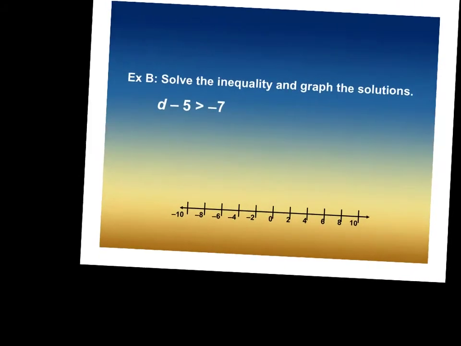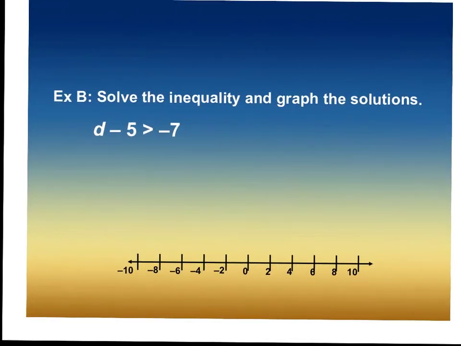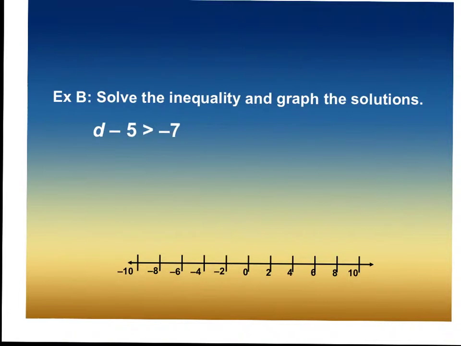Here's example B, our second example. We're going to solve the inequality and we're going to graph the solutions on the number line below. So here, once again, we could draw a line down our inequality so we know which side is which. The inverse of the subtraction of 5 is going to be the addition of 5. So we're going to add 5 to both sides.